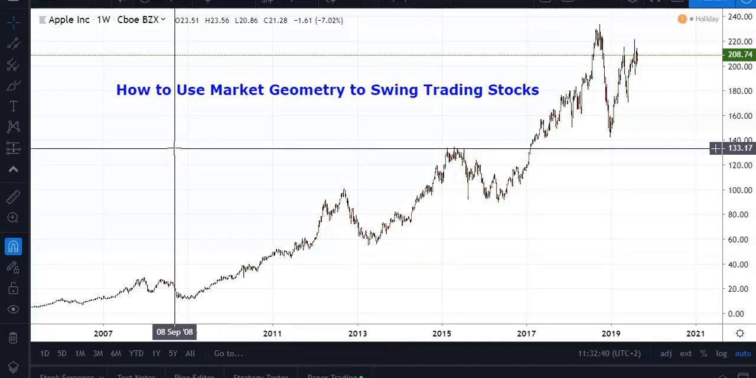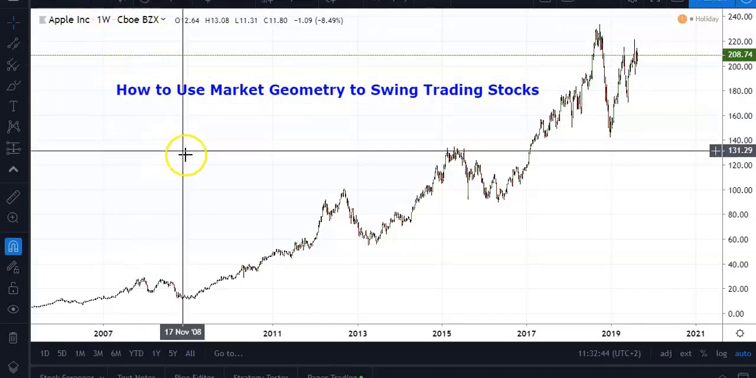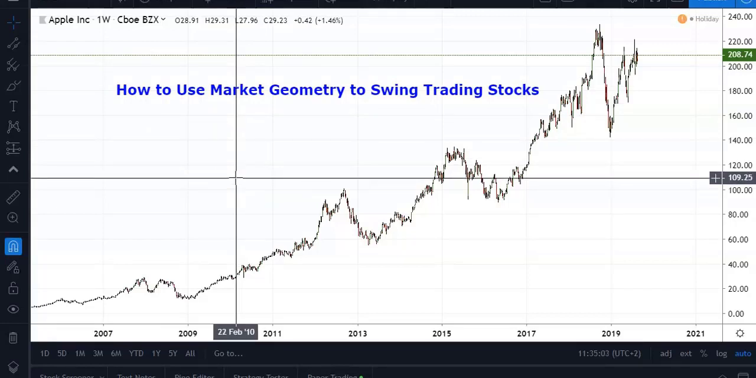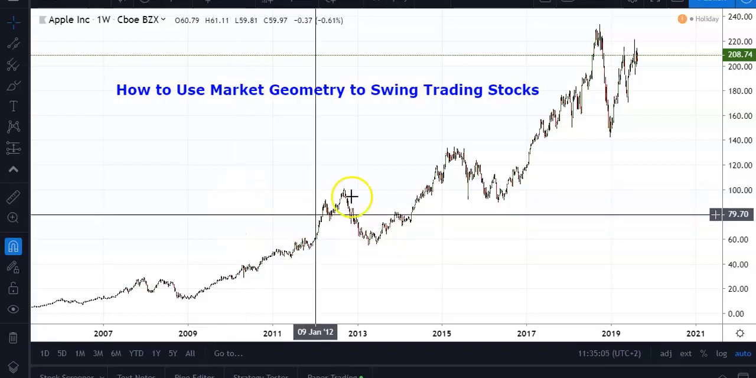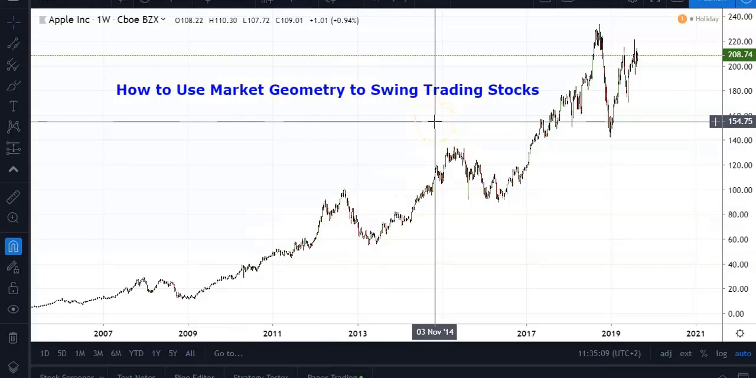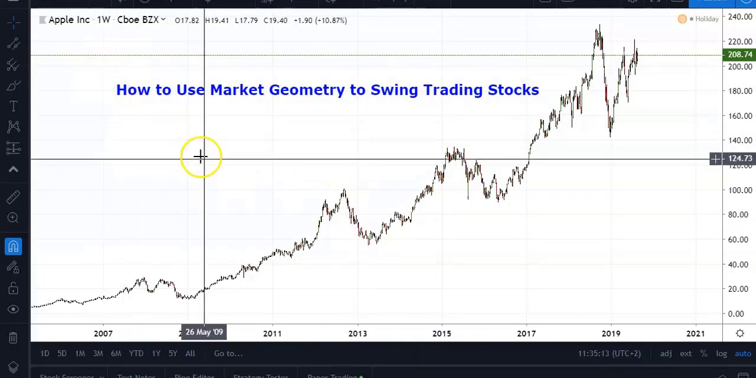Now on this chart I loaded Apple and set it to a weekly time frame so that I can load as much historical data as possible. Then next I want to start drawing my market geometry lines in an attempt to find the angles at which this stock has been expanding in, and to see whether price has in the past and recently respected those lines.